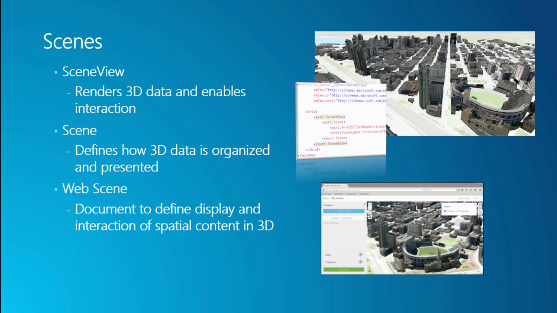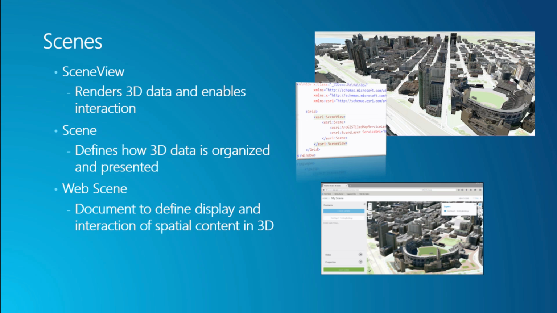So first, just a brief review of what we have with respect to scenes. Right? So the scene view is a control. It's responsible for rendering 3D data. It enables interaction so that you can interact with the content of your scene. It also enables you to overlay that information with other native elements in a scene overlay or graphics, transient information, maybe even session-based operational data with graphics overlays.